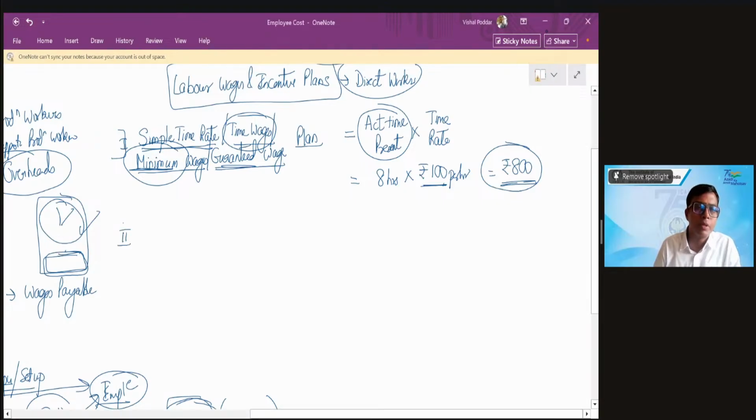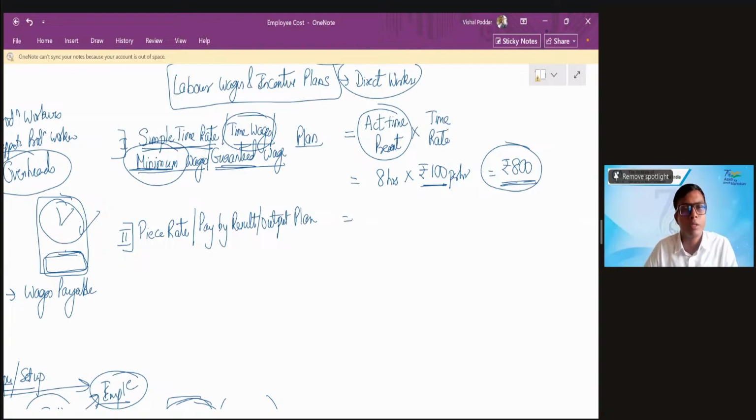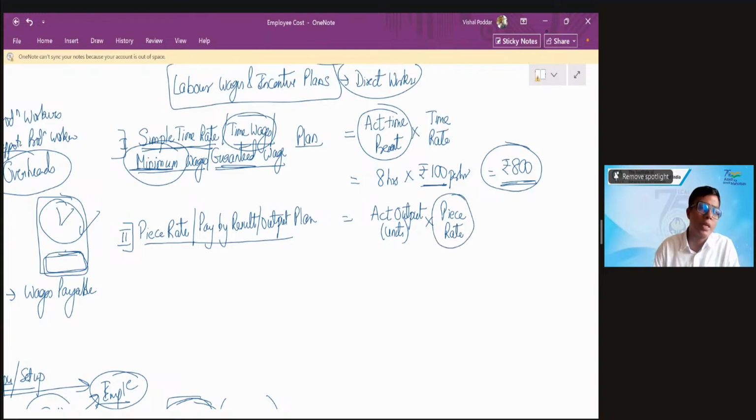Then the second method or second plan is the piece rate plan, or it is also called as the payment by result, payment by output plan. Now under this plan, how will you get your wages? Your wages is calculated by the formula actual output in units. आपने उस दिन में कितना आउटपुट बनाया मल्टीप्लाइड बाय द रेट ऑफ आउटपुट, कि मैं आपको पर यूनिट कितने रुपए देने वाला हूं.